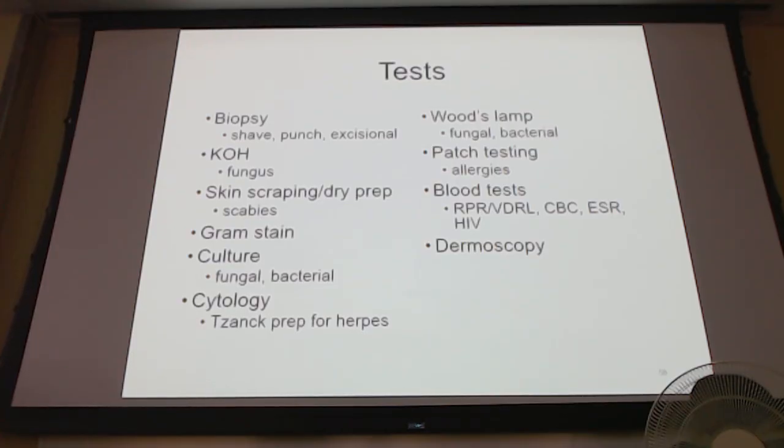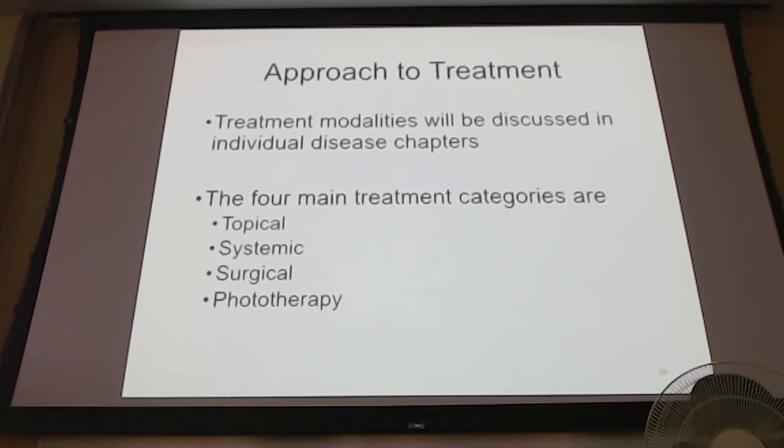Patch testing, send them to allergy, and they're going to do that poke all over their back so that they can test against all of those things. Blood tests: RPR, CBC, ESR, HIV. And dermoscopy, that's basically that small tool that you can focus in. It's almost like a telescope, but it's just used to look at those things. Again, we're going to talk about these individual disease chapters as we go through.